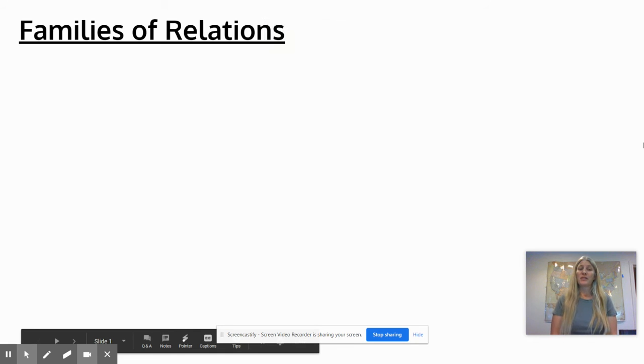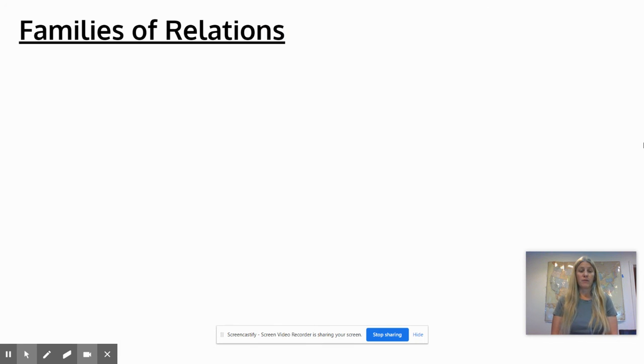Today, we're going to be learning about different families of relations. Your goal by the end of this is to be able to look at a graph and name the type of relation that it is, and to look at the equation and be able to pair it up with both the graph and its name.